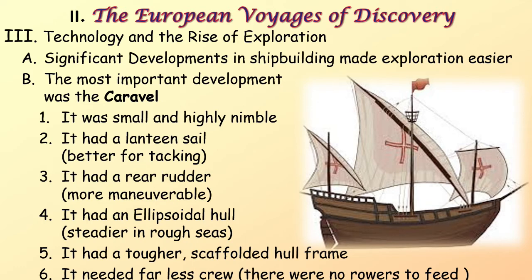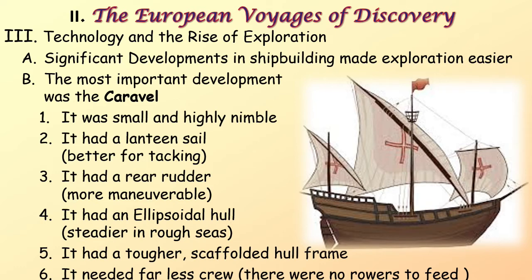Technology and the rise of exploration. Significant developments in shipbuilding made exploration easier. And the most important development, the most important piece of technology was the Caravel. The Caravel was a ship, and it was small and highly nimble. And it had a lateen sail, like a triangular sail that was kind of at an angle, and that made it better for tacking. It also had a rear rudder, and that made it more maneuverable.